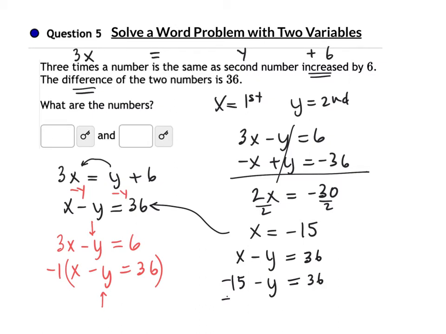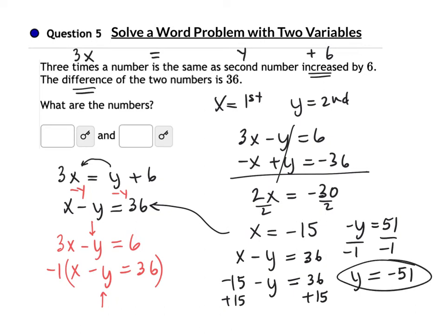I'll add 15 to both sides. I'm getting y by itself. And I get negative y equals 51. And I'll divide both sides by negative 1 to make y positive. y will be negative 51. It looks like my two numbers are negative 51 and negative 15. Negative 15 and negative 51.